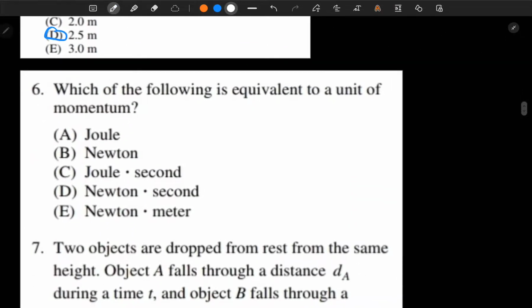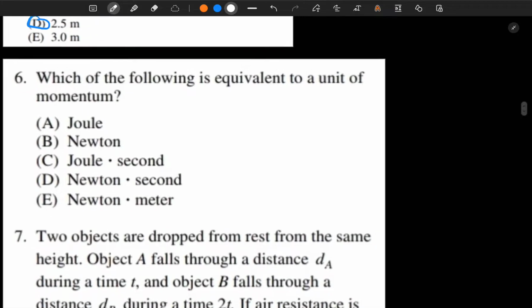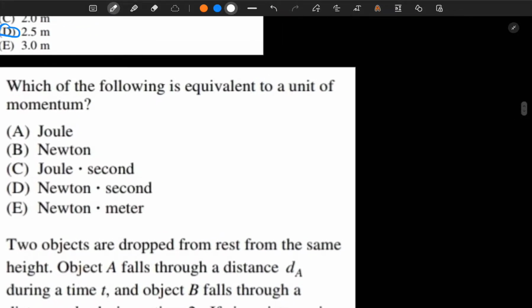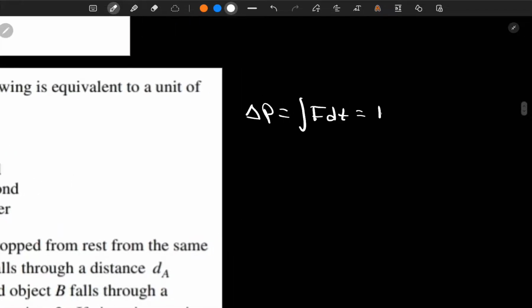Next, which of the following is equivalent to a unit of momentum? Well, we know that the change in momentum, delta P, also known as the impulse, is equal to the integral of F times dt, or for a constant force, it's equal to F times delta T.